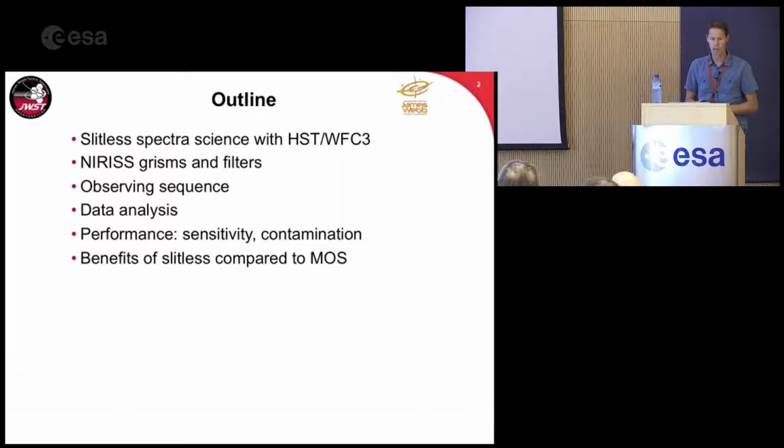Then I'm going to tell you what we have inside the NIRISS instrument for using this mode of spectroscopy. Then a bit about the observing sequence, how you'd actually go about carrying out this kind of observation. Then something about the data analysis that we need to be able to do to recover the spectra of the sources. And then a bit about the performance, how you can do in terms of the sensitivity and the issues you might have with contaminating spectra that overlap each other on the detector. And then a little bit about a comparison between using the MOS on NIRSpec and using NIRISS, along the lines that Ichi was just talking about.